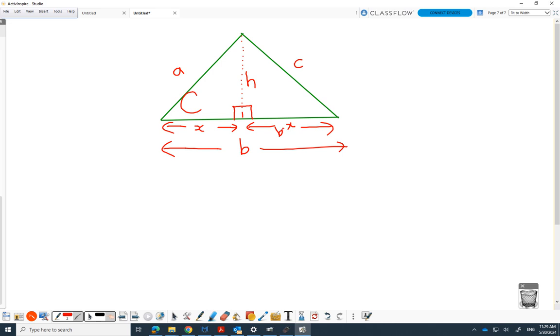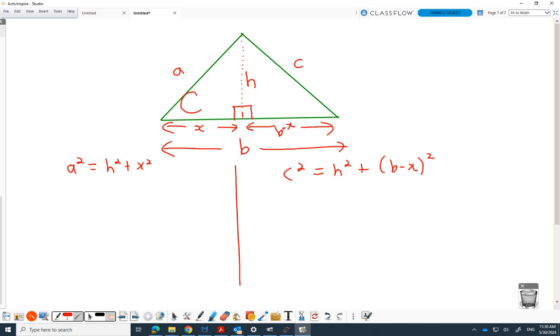Now, once I do that, though, I can do Pythagorean theorem on both sides. On this side, a squared equals h squared plus x squared. And that's fine. Unhelpful, it seems. And on this side, I've got c squared equals h squared plus (b minus x) squared. And it's tempting to give up at that point, and maybe mathematicians did for a couple of centuries. They're like, I don't know what to do.